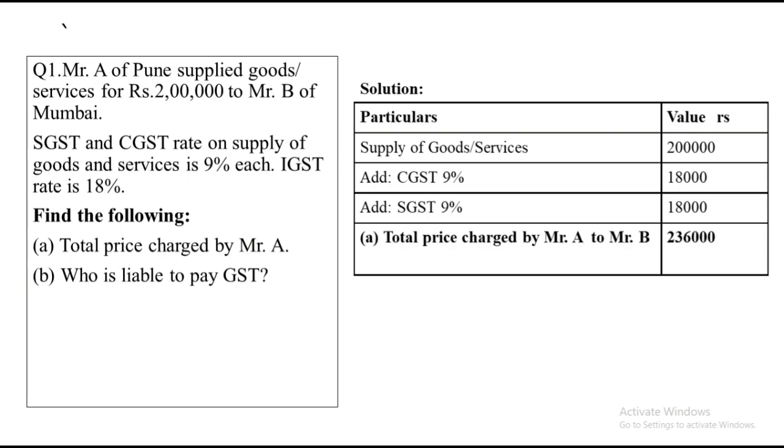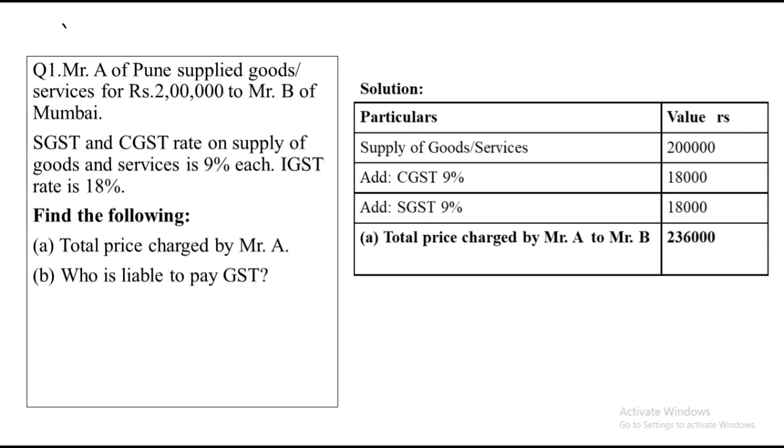Now the second one: who is liable to pay GST? As per the definition, GST is always charged on the supply of goods and services. So the person who actually supplies the goods and services is liable to pay the tax. However, he doesn't pay from his pocket. He will collect the money from the customer and then pay it to the government.